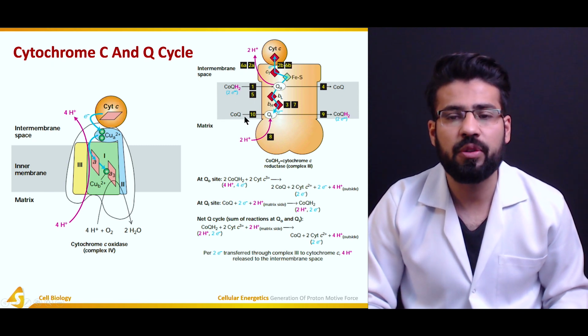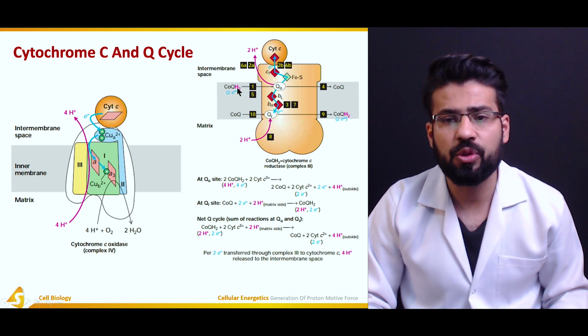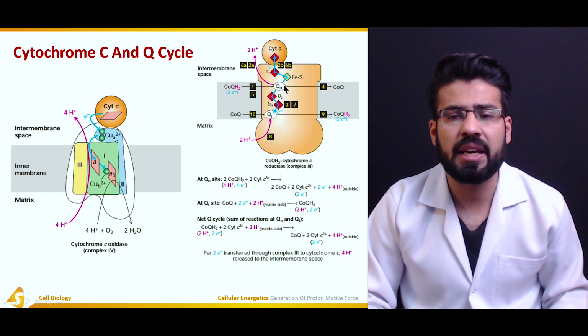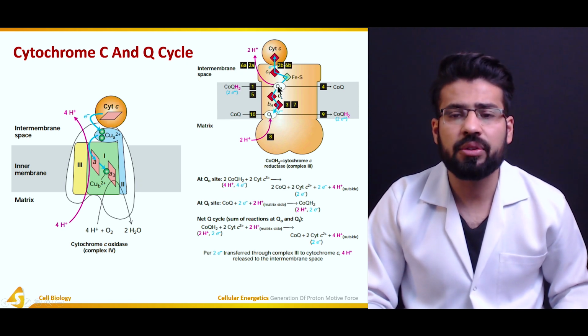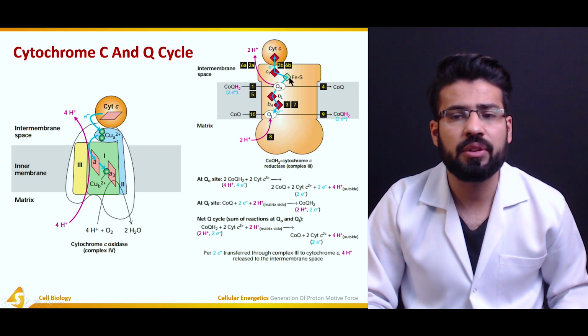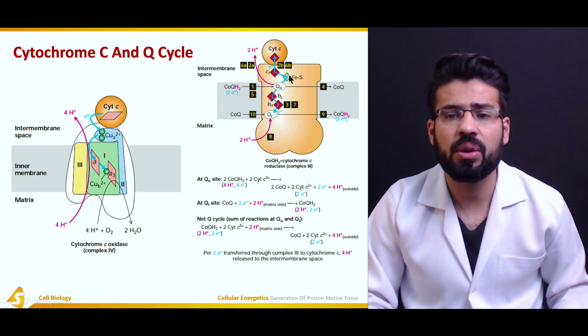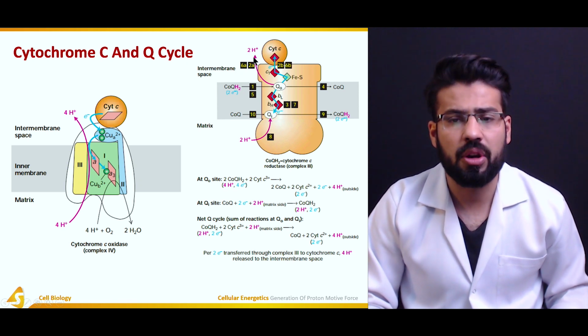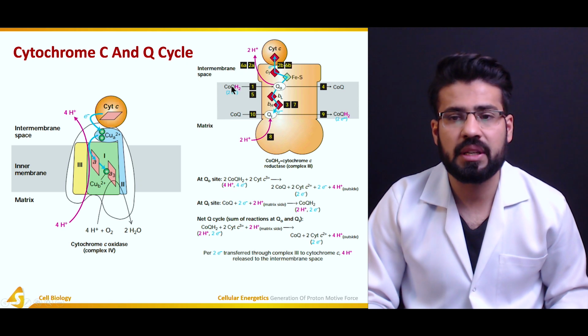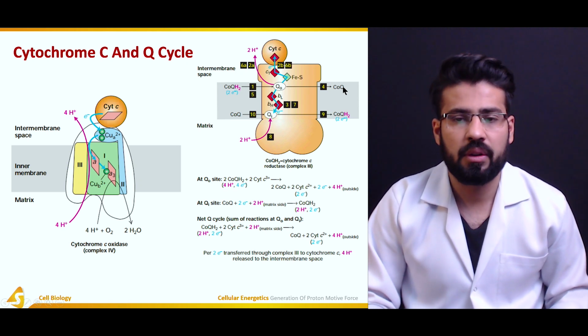The CoQ is going to move to this Qi side, and of course it does not carry any kind of electron. So what happens when CoQH2 is moved into this particular site, which is specific for the CoQH2 molecule? It is going to transfer one of the electrons to the iron sulfur carrier molecule, which then transfers to cytochrome c1, and this would be converted back to cytochrome c.